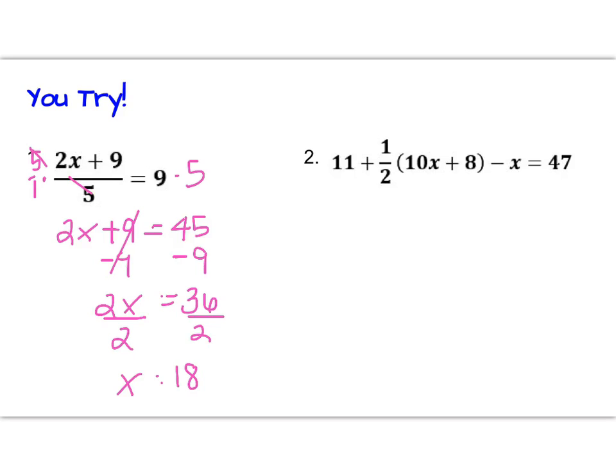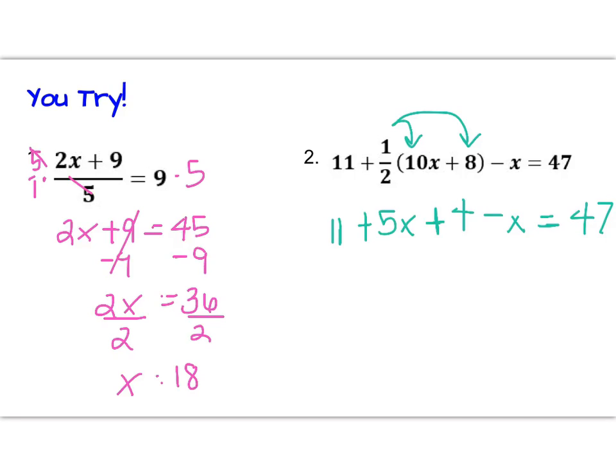Alright, so checking number 2. Number 2, we first need to get rid of that parentheses and distribute the 1/2. So we need to do 1/2 times 10x and 1/2 times 8, and everything's positive. I'm not doing anything with this 11 right now, so I'm going to go ahead and bring that down so I don't forget it. So 1/2 times 10, half of 10 is 5x. Half of 8 is 4. Bring down my minus x, and that all equals 47.